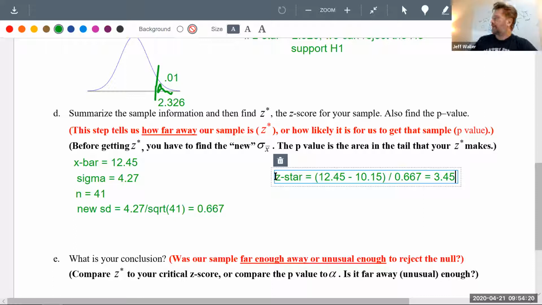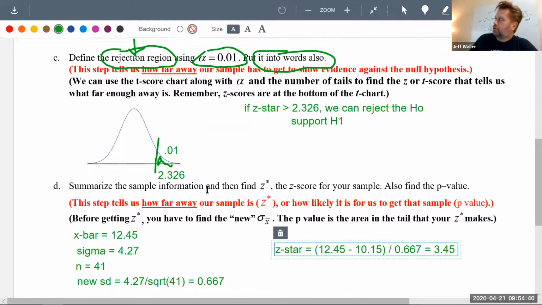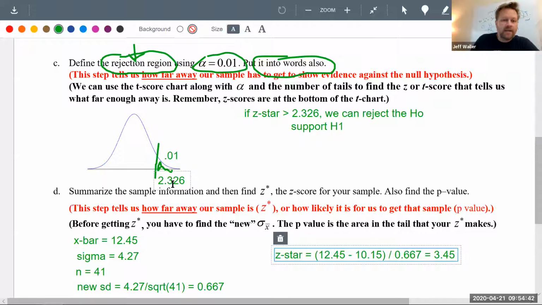Now watch. We already know by itself, is that a big z-score? Is that like a really big z-score? 3.45. You could do it. Hell yes. Now in conjunction, now be careful. We kind of compare it to 2 because we're so used to that. But in this case, unusual was defined to be 2.326. Did we beat that?